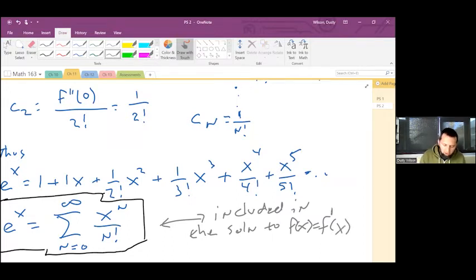Okay, question that was in the previous example. Notice we still haven't addressed the issue of when this power series is valid, like for what x values this will converge. That's going to come later in a future video.